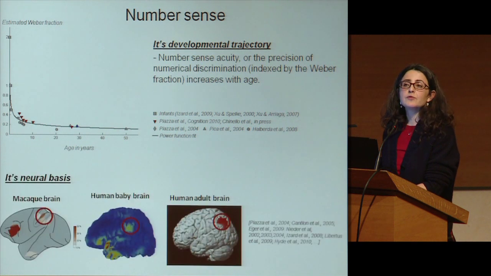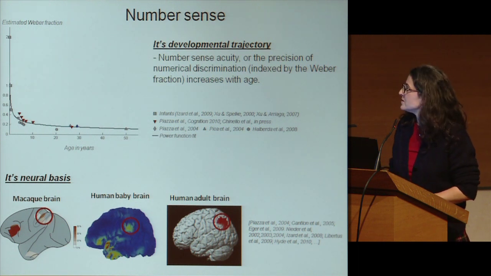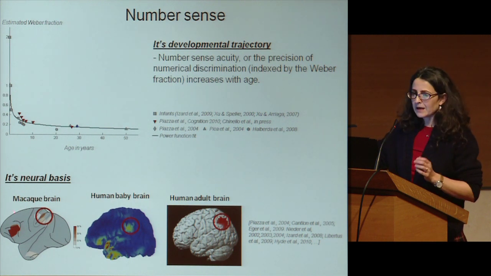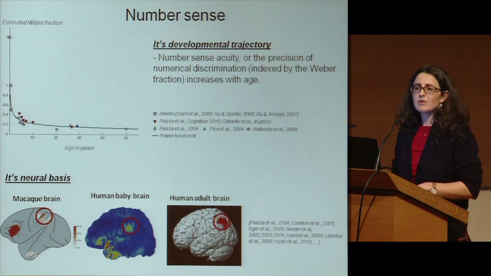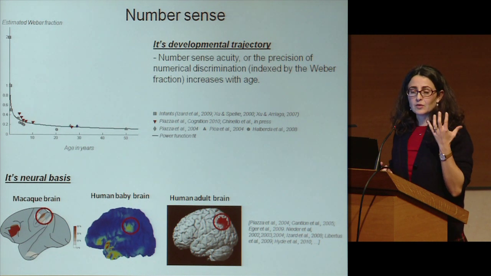We have also described the neural basis of this very basic system. Across different species, we seem to have found homologous regions that are located in the human adult brain, in the baby brain, as well as in the macaque brain, as you have heard, regions around the intraparietal sulcus that extract the numerosity of concrete sets.